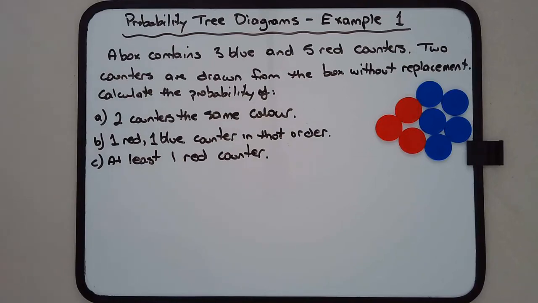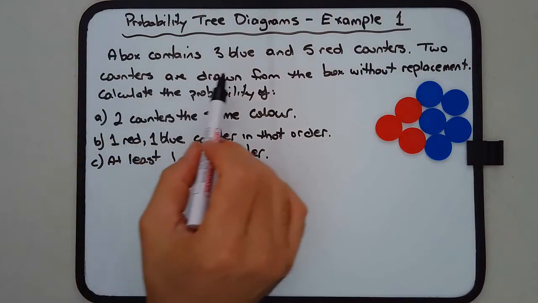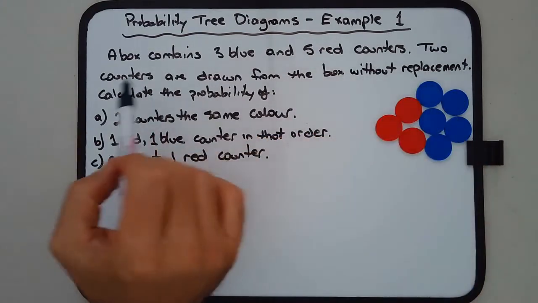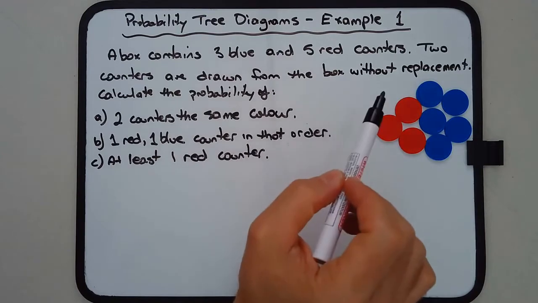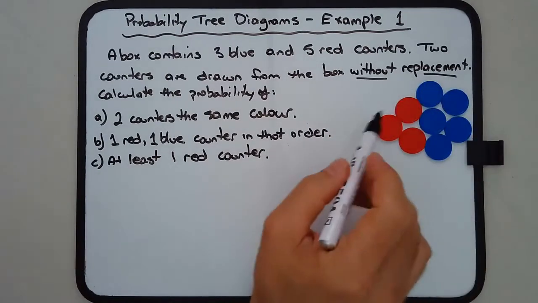Let's have a look at the first example of the use of a probability tree diagram for problem solving. So let's read through the question together. A box contains 3 blue and 5 red counters. So I should put some counters there. 2 counters are drawn from the box without replacement. And I think it's very important here that we emphasize without replacement.